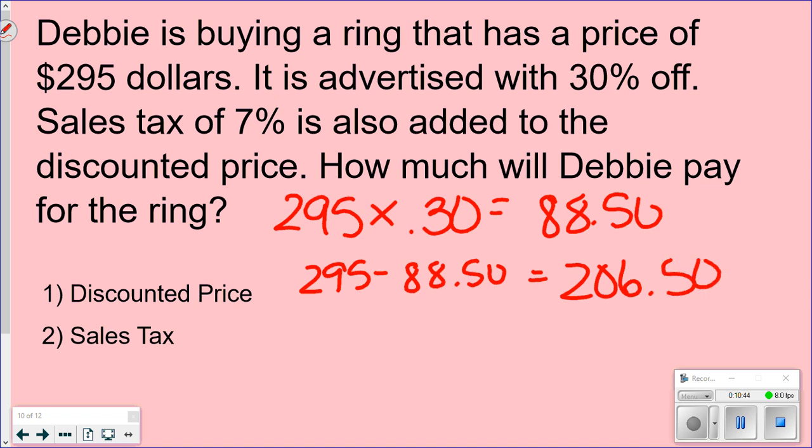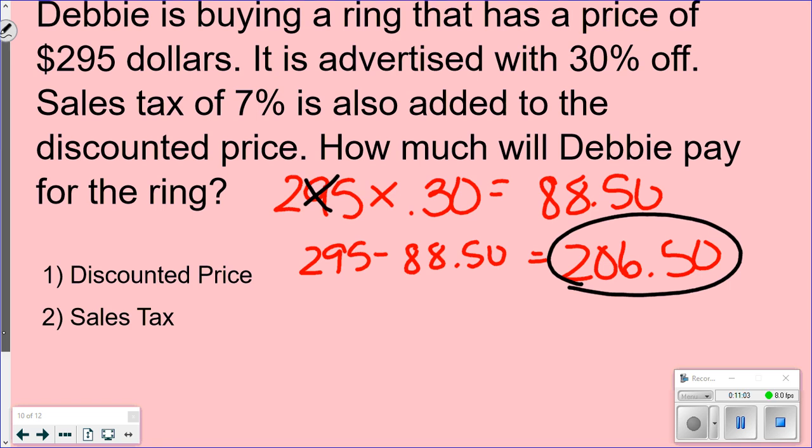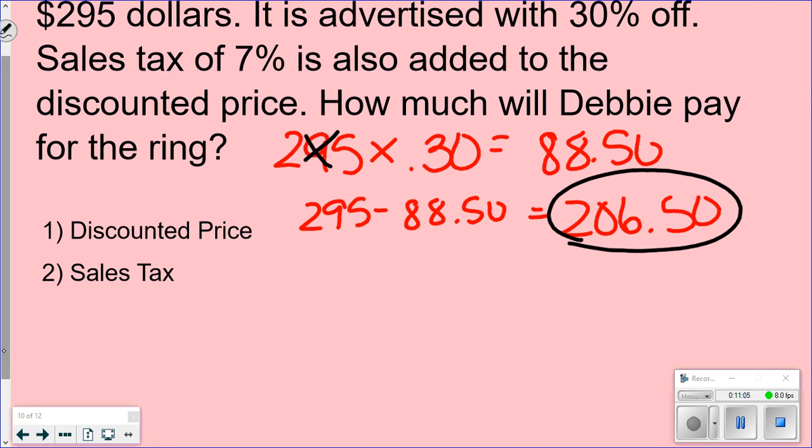Okay. Now, the thing about it is you don't pay tax on what you don't pay. So you got to think, did you pay $295 for this ring or did you pay $206.50 for this ring? You didn't pay this. This is what you're going to pay for that ring after that discount. Now that number has to be used for the sales tax. Okay, so sales tax is found just like a markup. So you could either do your proportion, and you could have done proportion for this too. I just chose the equation. Or you could use the equation.